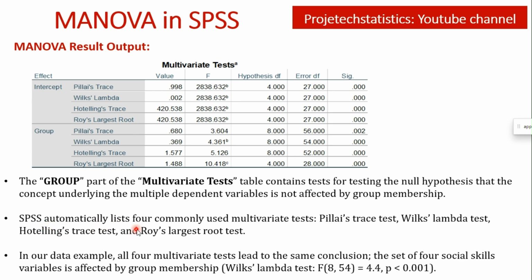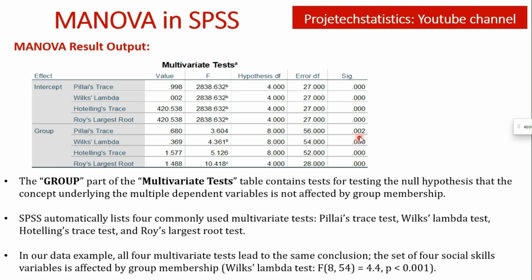SPSS automatically lists four commonly used multivariate tests: Pillai's trace test, Wilks' Lambda test, Hotelling's trace test, and Roy's largest root test. Now, with these four tests, you can choose any one to interpret and make your conclusion. Depending on your field or maybe your supervisor's advice, you can just use any one. And as you can see, they all lead to the same conclusion.